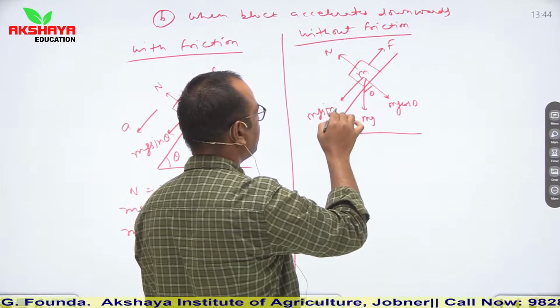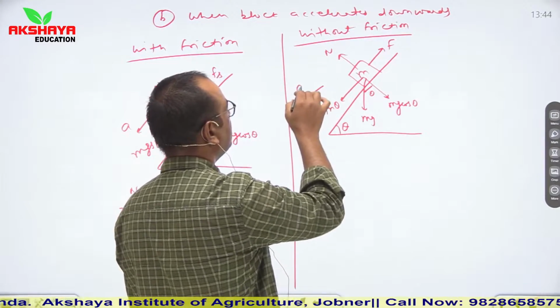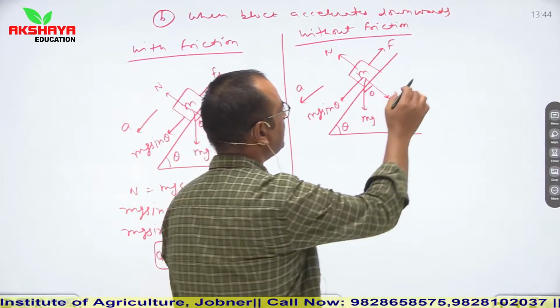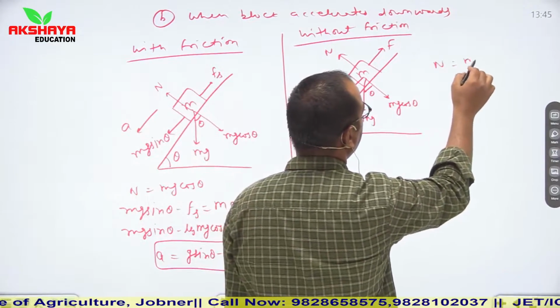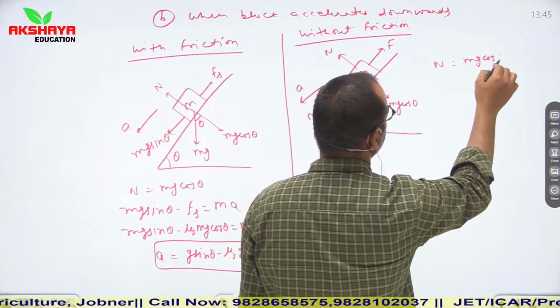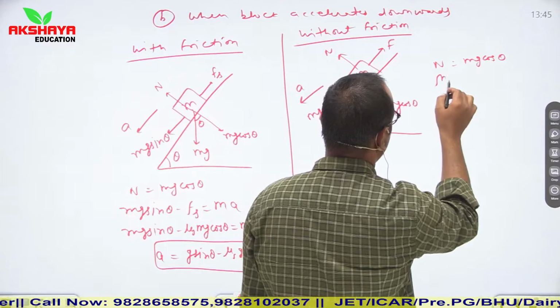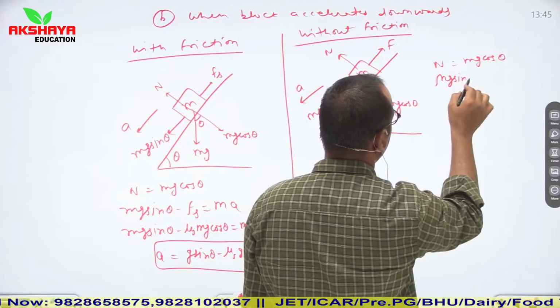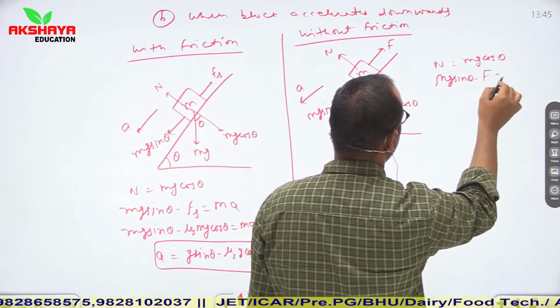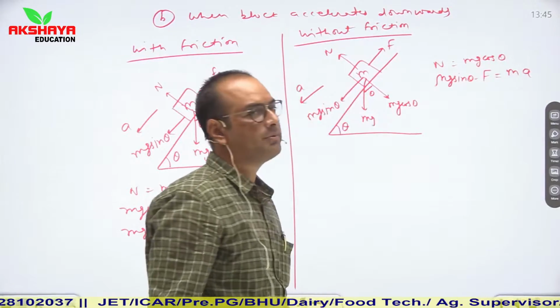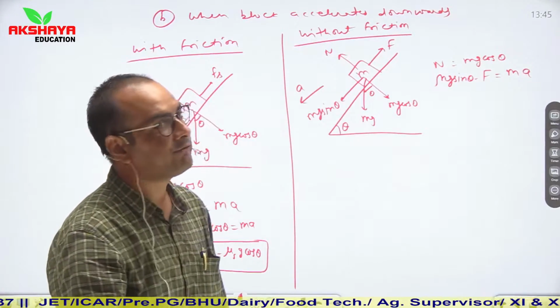We are considering that block is accelerating in downward direction. So same concept again, n is equal to mg cos theta and mg sin theta minus capital F is equal to ma. So from here you can calculate value of a.